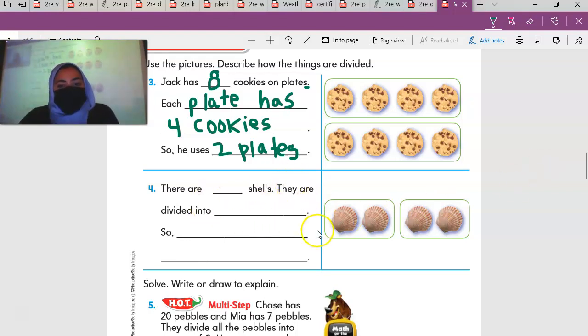There are blank shells. So how many shells are there on this page? No, Dustin. How many are on the page? 4. Not how many are in each group. Listen to what I am saying. 4. They are divided into how many groups? They are divided into 2 groups.